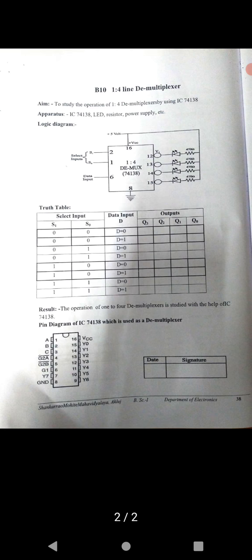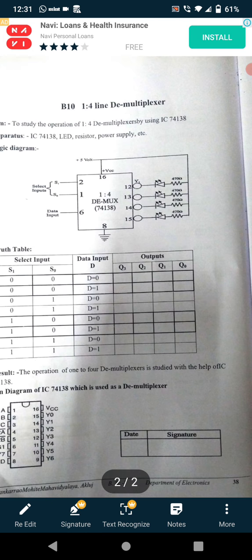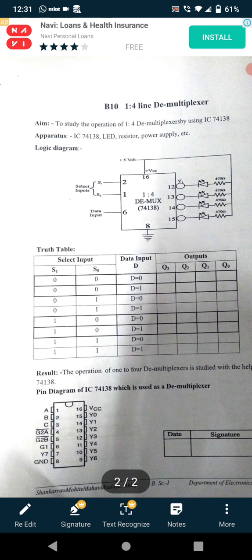Then the second chart is the 1:4 line demultiplexer, that means 1 input and 4 outputs. The aim of this experiment is to study the operation of a 1:4 demultiplexer using the IC 74138. The apparatus required for this experiment is the IC 74138, LEDs, resistors, and a power supply.